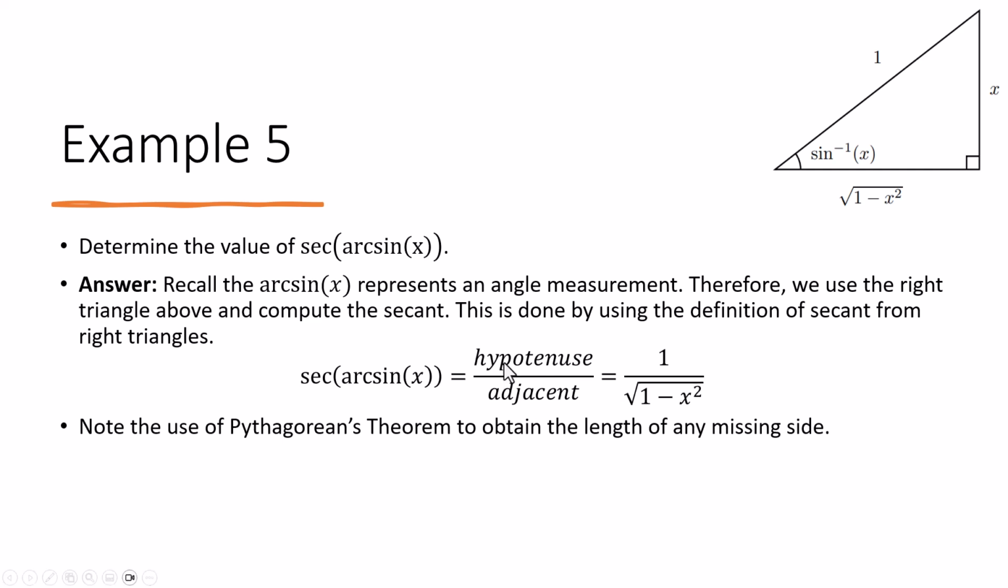So this is how you can use the arcsine function when you have right triangles. You can use them as angle measurements inside other trig functions, or you can use them to determine the angle measurement when you know the ratio of opposite over hypotenuse.